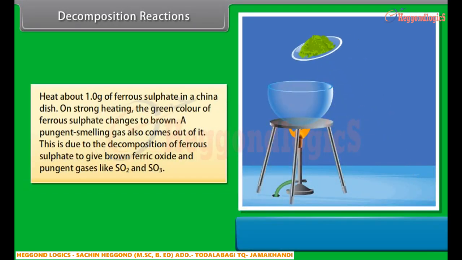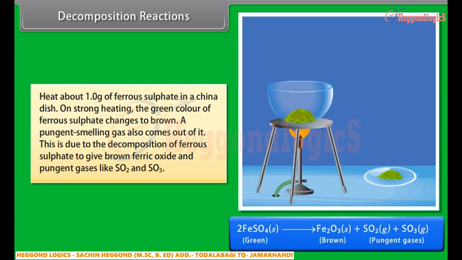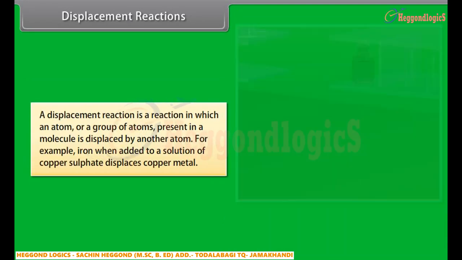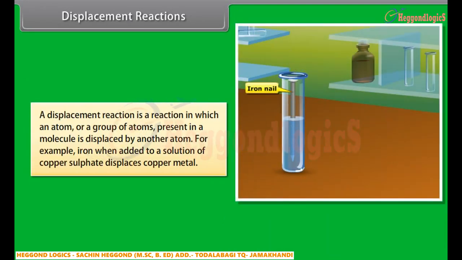Heat about 1.0 gram of ferrous sulfate in a china dish. On strong heating, the green color of ferrous sulfate changes to brown. A pungent smelling gas also comes out of it. This is due to the decomposition of ferrous sulfate to give brown ferric oxide and pungent gases like SO2 and SO3. Displacement reactions.